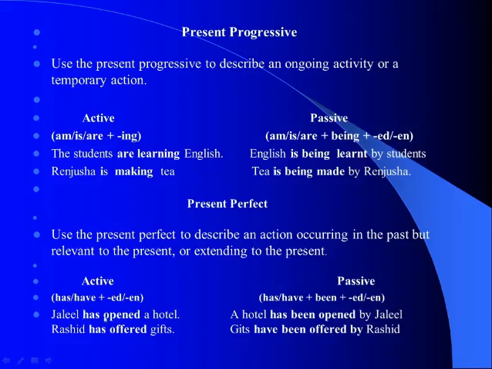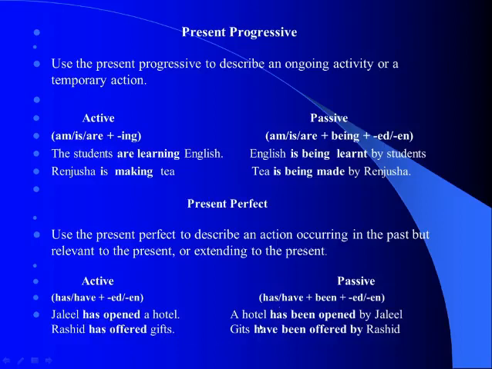See, Jalil has opened a hotel. A hotel. How many hotels? Only one hotel, so it is "has". Always you use "has" with a singular subject. If the subject is plural, we have to use "have". This is the difference. Here you look: here also, Rashid has offered gifts. What is the difference? Here not one gift, gifts. So "has" will become "have": gifts have been. If it is gift, it will be the same way.